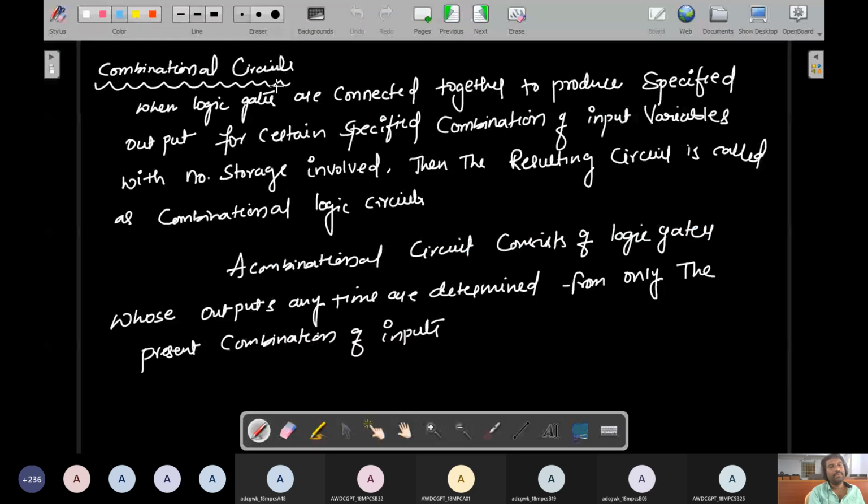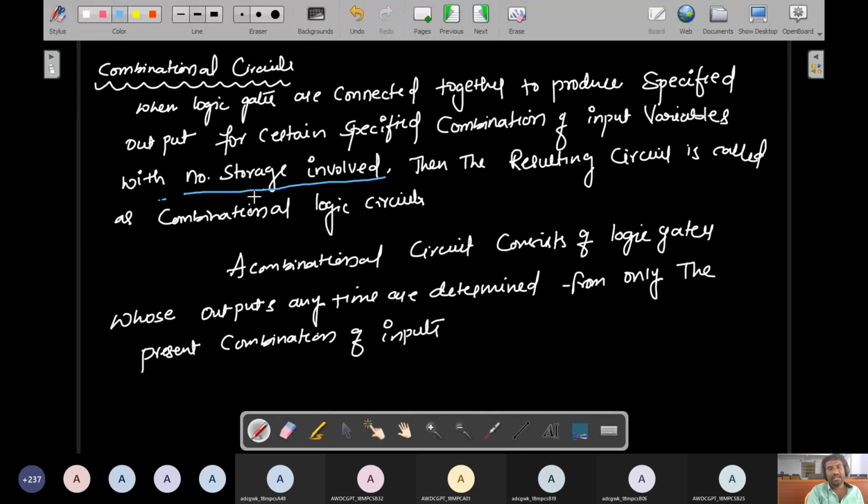So what are combinational circuits? I'll read the definition. When logic gates are connected together to produce a specified output for certain specified combinations of input variables, and no storage is involved, then the resulting circuit is called a combinational logic circuit. These logic gates select specified inputs for specified output variables, but there is no storage device. This is a very important point.